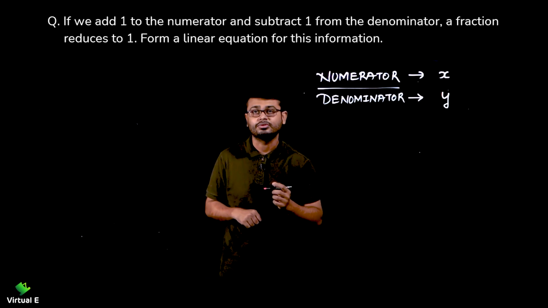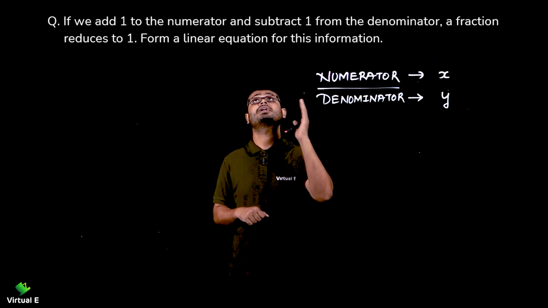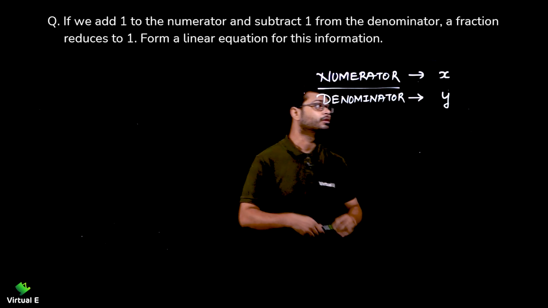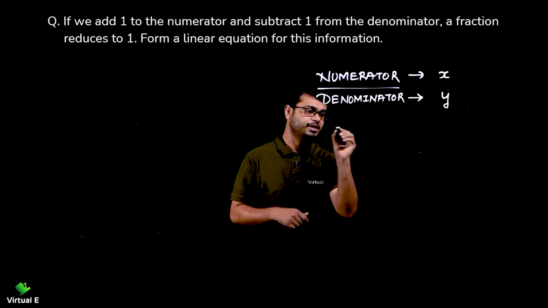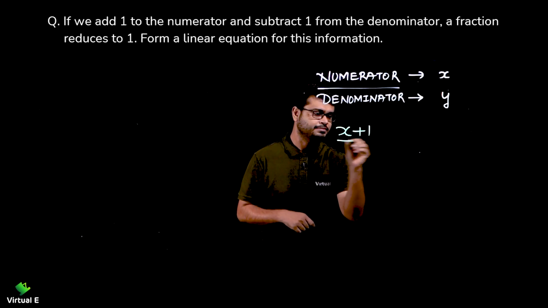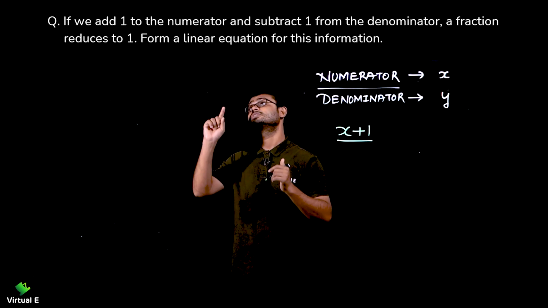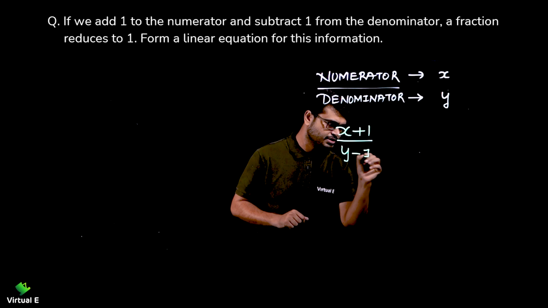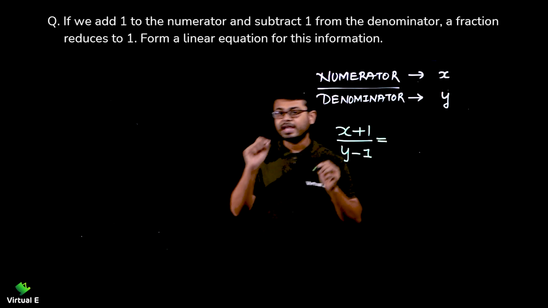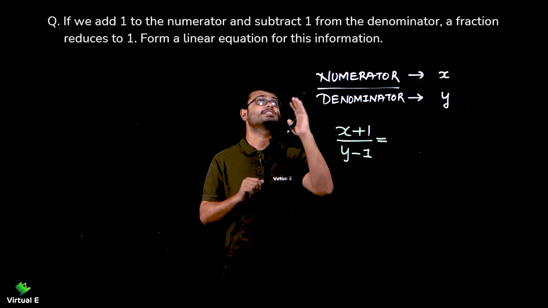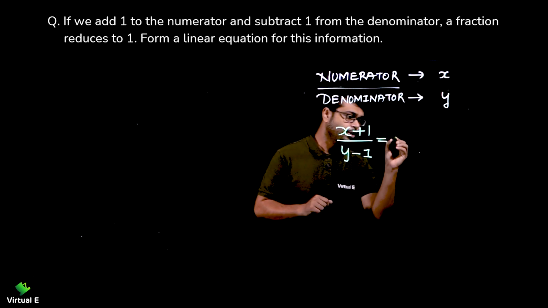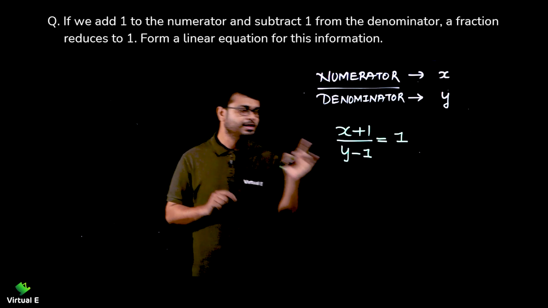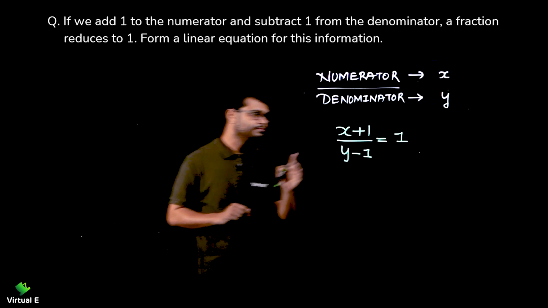Now what we need to do? Follow the instruction that 1 is added to the numerator. So now we have x, that will become x plus 1. And denominator, subtract 1 from the denominator. So y minus 1, and the fraction will reduce to what? See, it's given over here, reduce to 1. So we have the equation, but don't stop here. I told you to convert into the standard form, simplified.